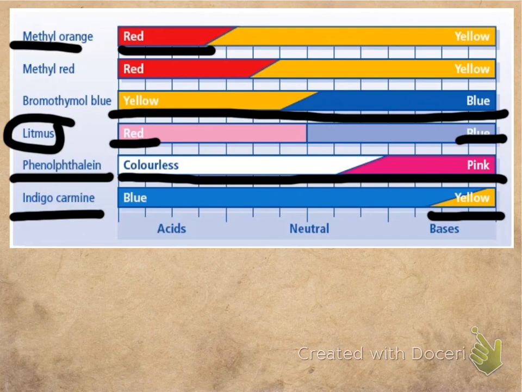So some of these indicators are really good ways to figure out if something's an acid or a base. If you wanted to see if it was a strong acid, maybe you would use methyl orange. If you wanted to see if it was a strong base, maybe you would use indigo carmine. But if you didn't care about the strength, if you just wanted to know, hey, is it an acid or a base, you could use litmus, bromothymol blue, or even phenolphthalein, and maybe the methyl red.